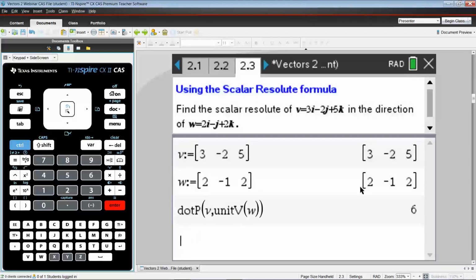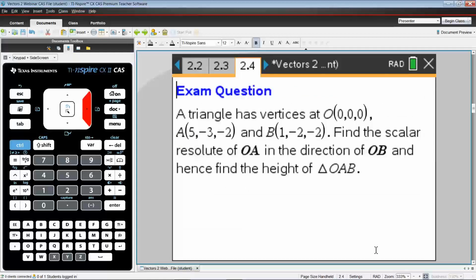So if you drew vector V and vector W, the effective length of the shadow that vector V would project in the direction of W would be 6 units long. So that's using the scalar resolute formula. Let's now move to an exam question where we get to explore the scalar resolute in a slightly higher level.